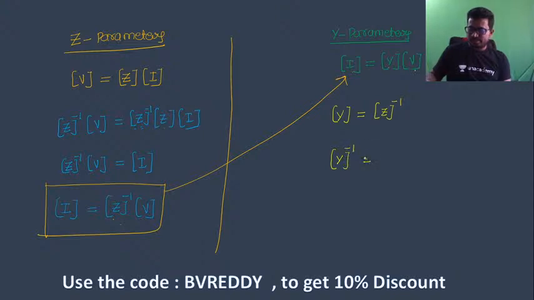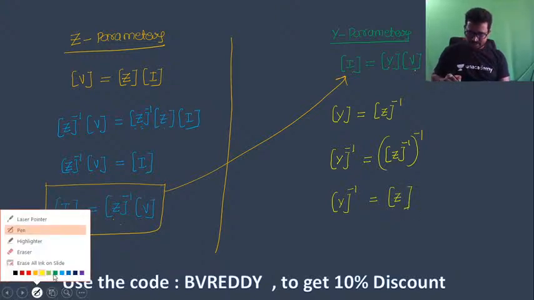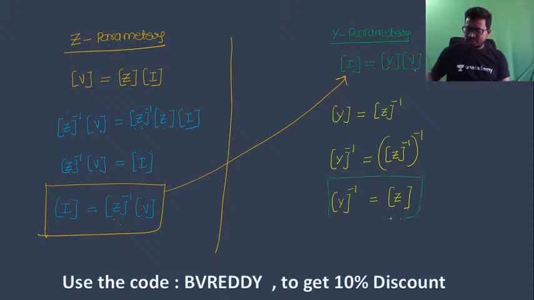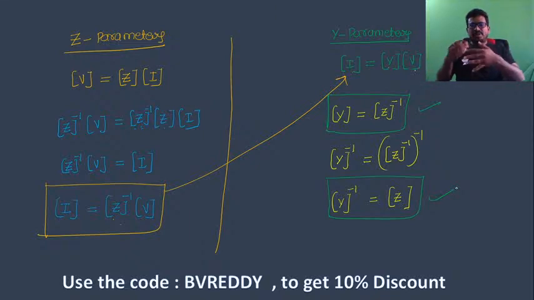If I take the inverse again, Y inverse is equal to Z inverse and whole inverse. According to the matrix property, if we take the inverse two times, we get the original matrix. So this is the relationship between the Y matrix and the Z matrix. By using this relation, if we know the Z matrix, we can get the Y matrix, and from the Y matrix we can get the Z matrix. Vice versa we can do.